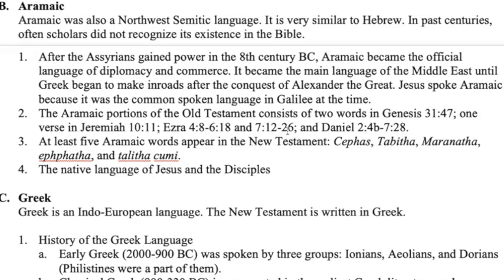After the Assyrians gained power in the 8th century, Aramaic became the official language of diplomacy and commerce. It became the main language in the Middle East until Greek took over, when Alexander the Great conquered that part of the world. And then Greek became the international language. Jesus spoke Aramaic because it was the common language of Galilee during his time.